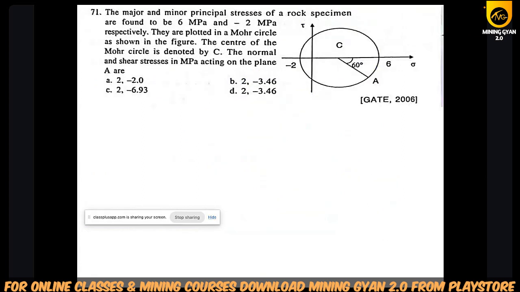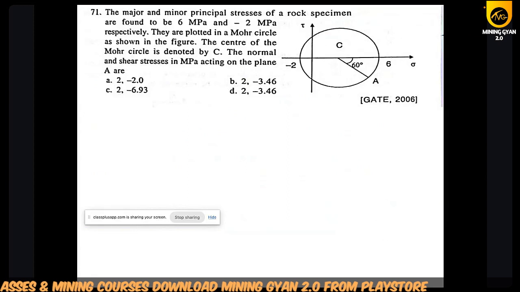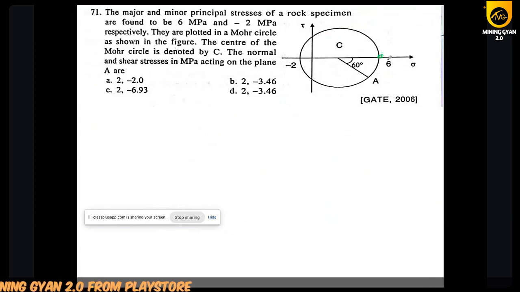Major and minor stress. Okay, this type of question we have not seen, or this theory we have not discussed in the AK Gorai. We just watched the formula of the major and the minor, but how you will use the formulas, we will discuss. So the major stress is 6. This is the major stress, which is 6, and the minor stress is minus 2.